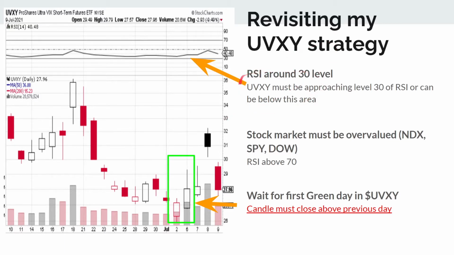So the first step is that RSI in UVXY has to be around 30. The next one is that any other stock market index such as the Nasdaq, S&P 500 or Dow Jones has to be also above 70. And then you just have to wait for the first green day in UVXY and just pray for the best. It's not a very good idea to be holding UVXY for the long term, so you just have to enter quickly and exit even more quickly.